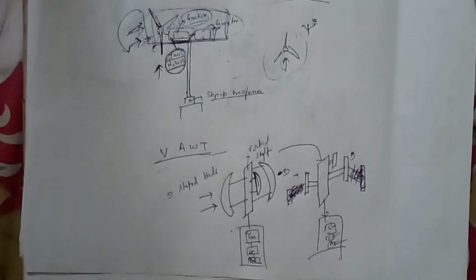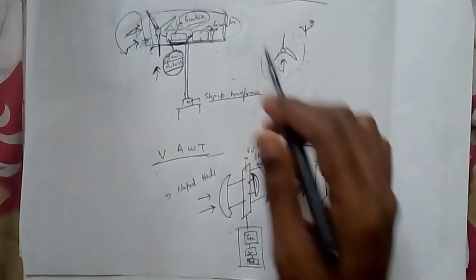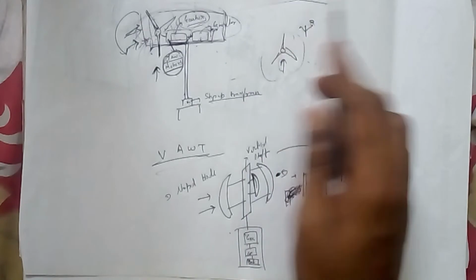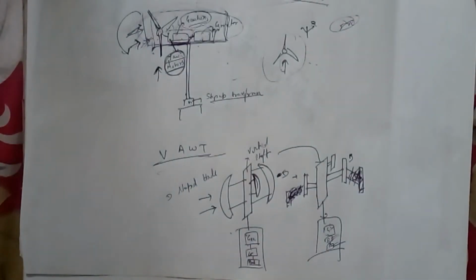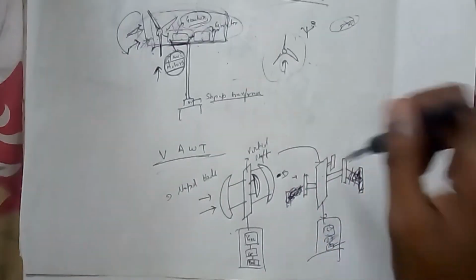This is the most important question asked in exams. What is the horizontal axis turbine? Explain. This will come for 5 marks, guaranteed. Yeah, so that's it.